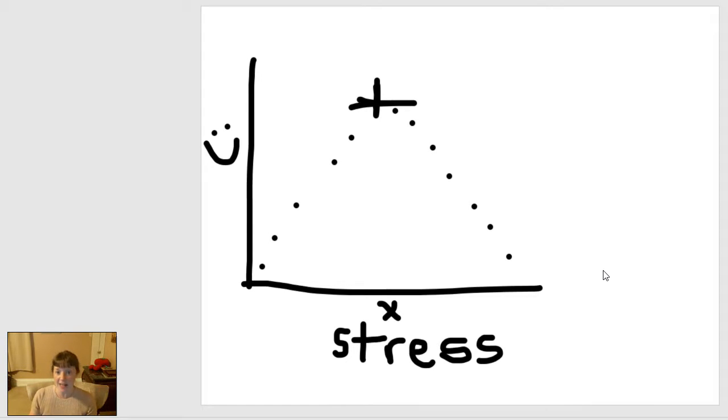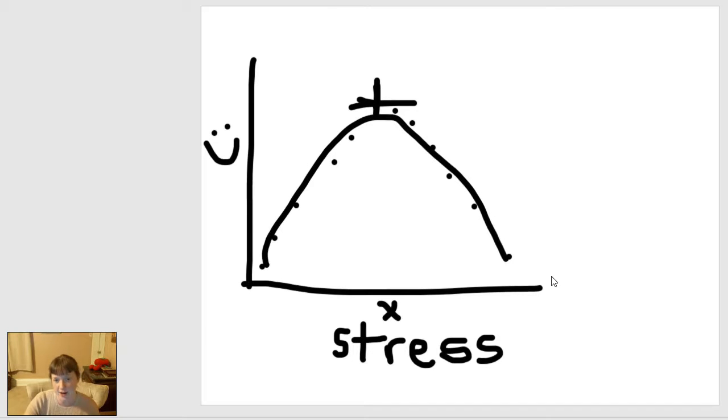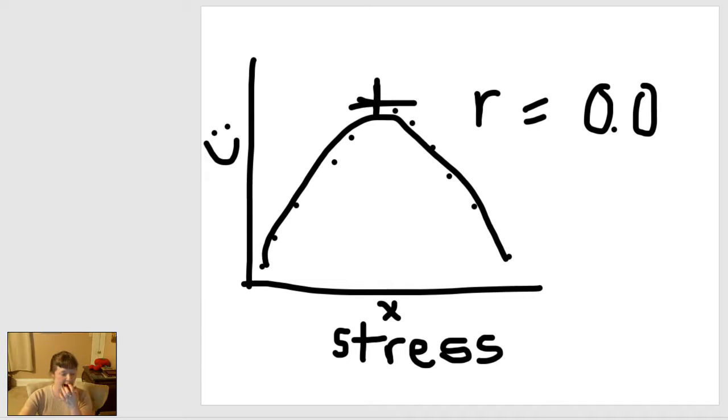There's definitely a relationship between stress and success. It's just not a linear relationship. It's an inverted, an upside down U-shaped curve. But if I calculated the correlation, I'd get a big fat 0. The correlation would not be a good representation of the relationship between the two variables because I have a nonlinear effect.